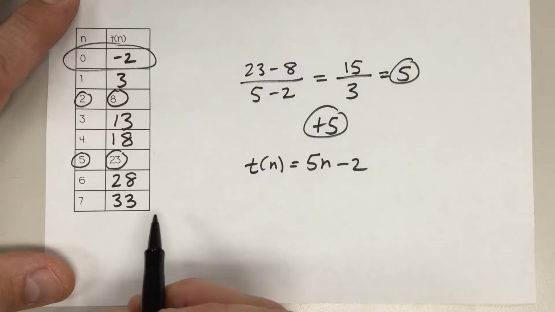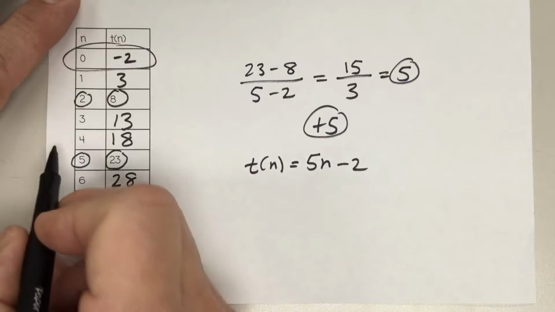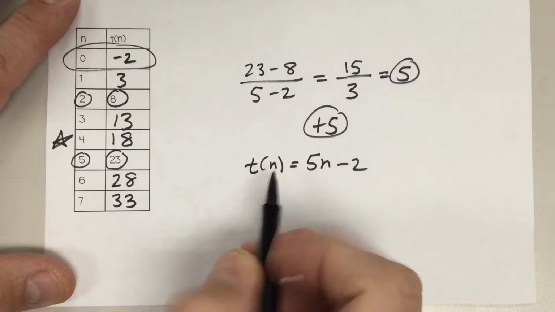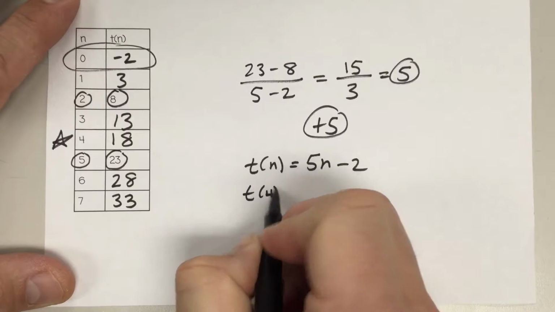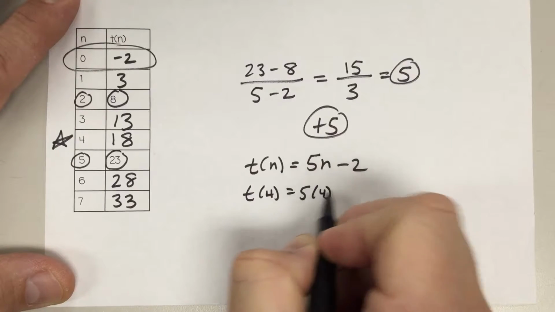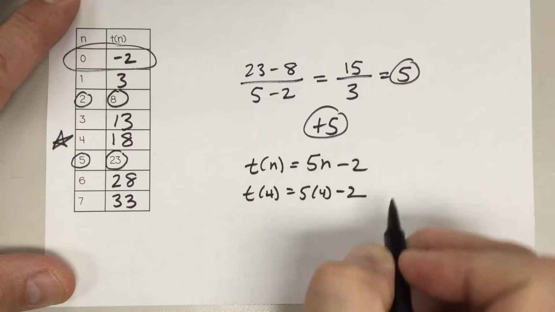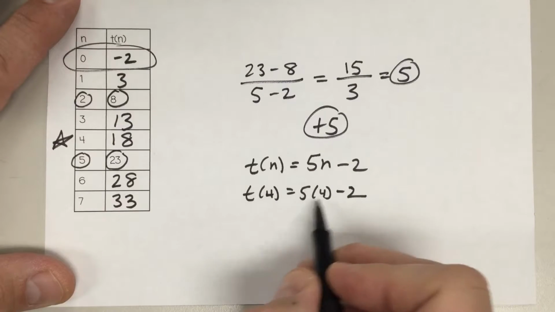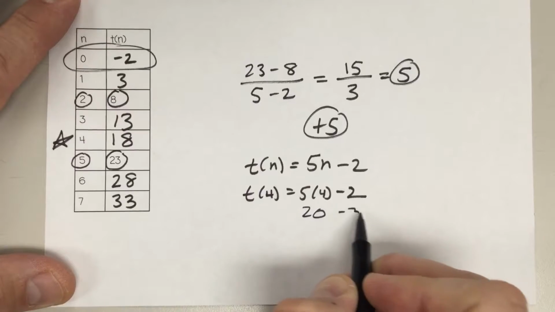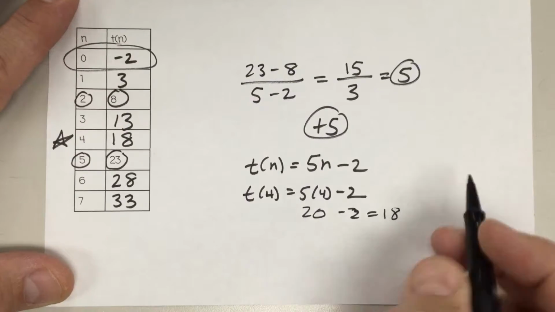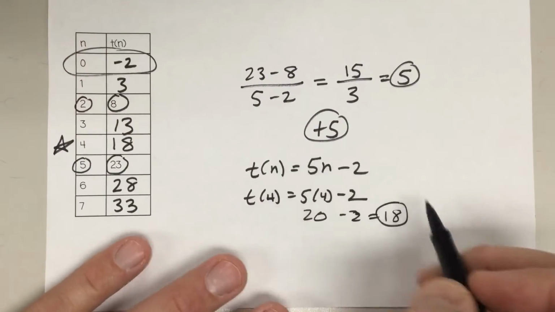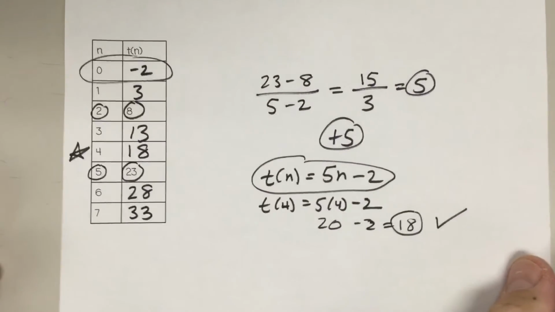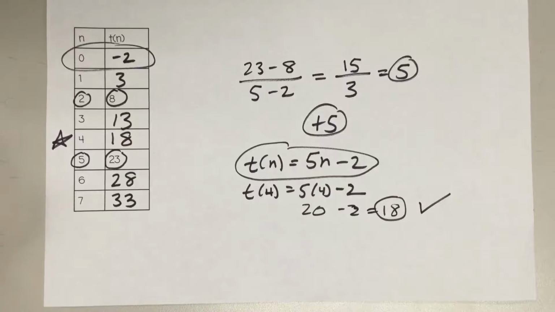To prove that it works, I would just pick a term, let's pick this one, plug in a 4 into the equation, and what I'm hoping to get is 18 when I plug in a 4. So 5 times 4 is 20, 20 minus 2 is 18, so I did get the correct answer, so this is the correct equation. It's always a great idea to check your equation to make sure it worked.